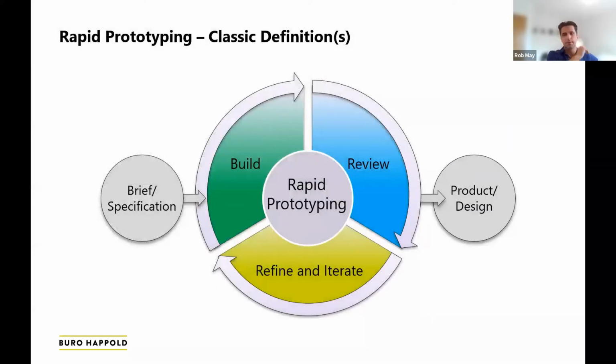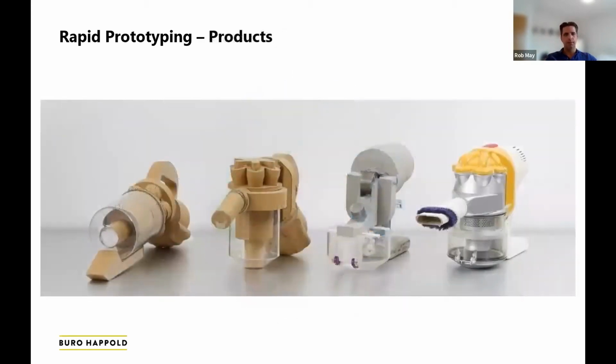This is a very classic diagram of rapid prototyping that would be applicable to anything, not just stadium or building design. You go from brief specification, and then you build a prototype of the thing, you review it, you refine and iterate that prototype and go round and round the circle until you get out the other end your final product or your final design. And it works really well for relatively small scale things.